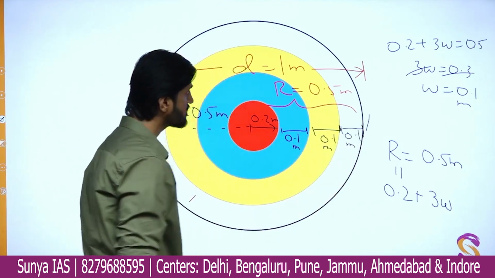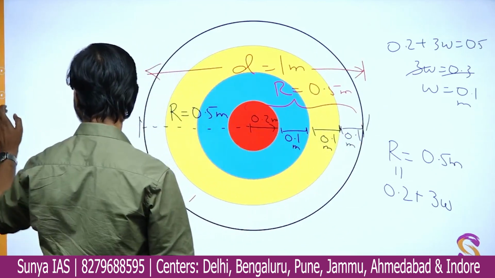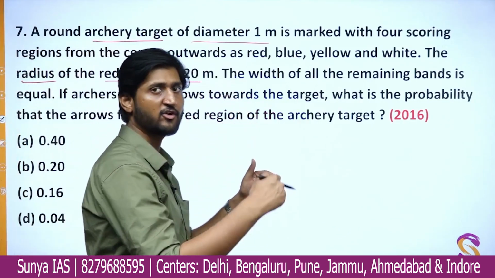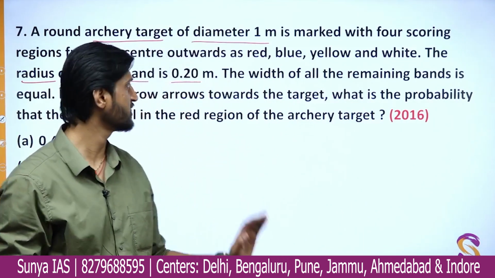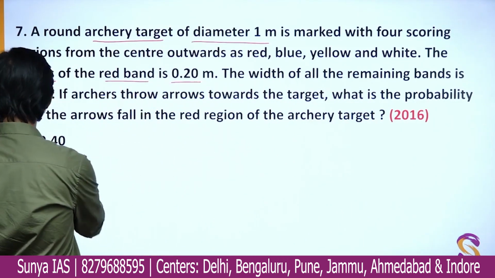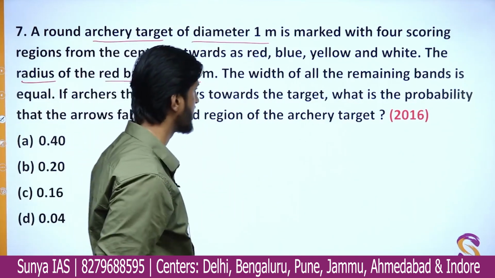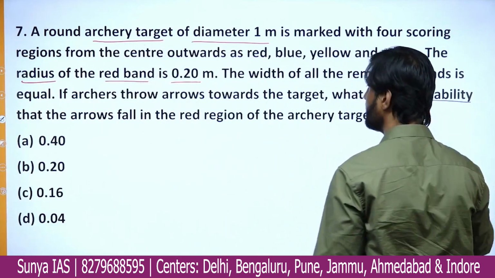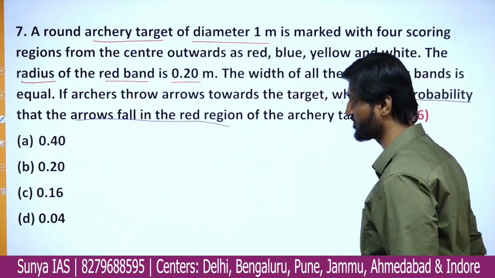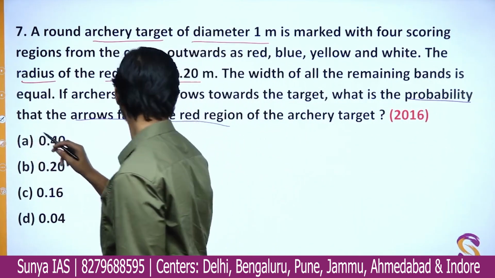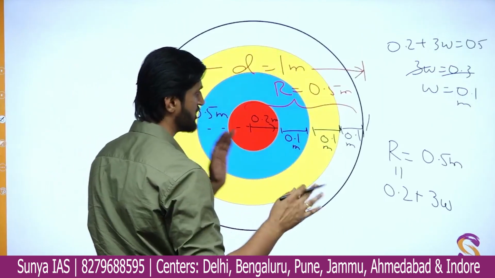Okay. This is the figure which you can draw by reading the whole description given here. And now if you have drawn the figure, the geometry part of it, if you have done that perfectly well, then you can solve the probability part of it. The question says, if archer throws arrow towards the target, what is the probability that the arrow falls in the red region of the archery target? So that is the way you have to find the probability. But the question is entirely based on geometry, right?